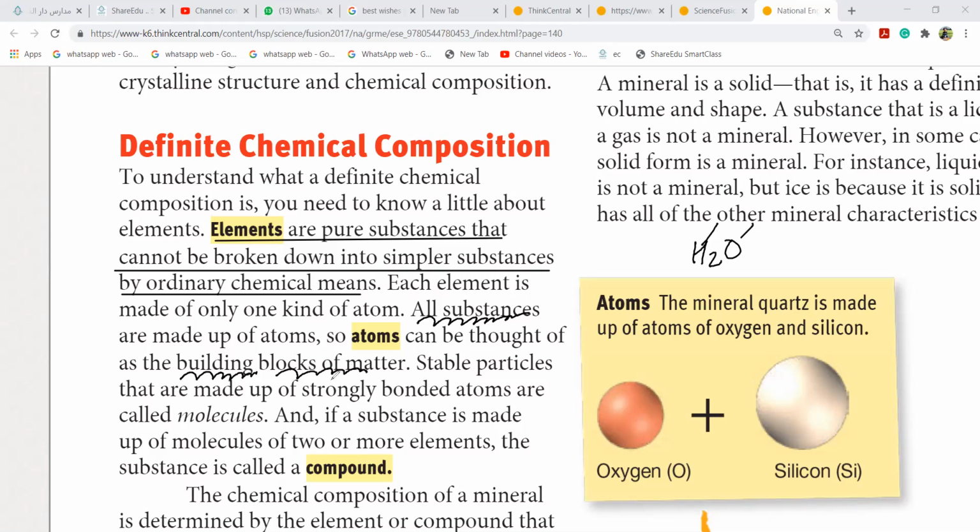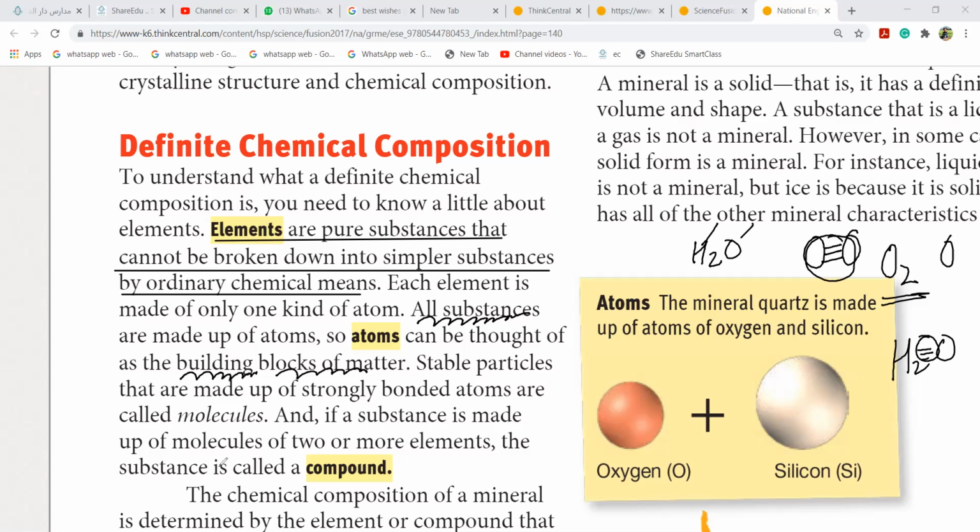Now, stable particles that are made up of strongly bonded atoms, like I have two oxygen. They have a strong bond and they become O2. This strong bond is made chemically. I can never call O a molecule. It has to be more than one atom. Okay, so this is an oxygen molecule. For example, a water molecule is a compound and a molecule of water because they have a strong bond connecting to each other. These are called molecules.